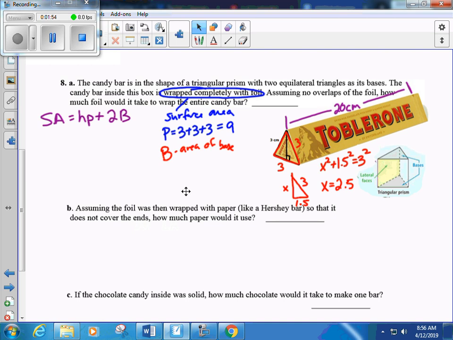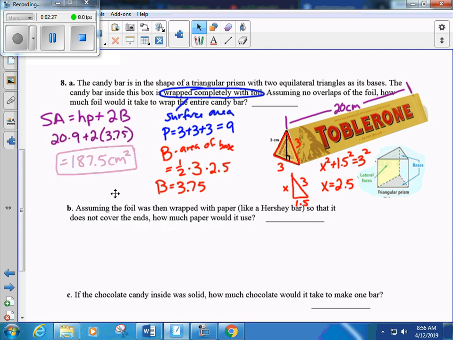Then if I want to find the area of this triangle, that formula is 1/2 base times height. So it'll be 1/2 times 3 times 2.5. That's how you find the area of a triangle, and you can look that formula up on your formula sheet as well. When I multiply these, I end up getting 3.75. Now, going back to surface area, my height was 20, my perimeter was 9, and big B, the area of the base, is 3.75. So I plug all these things in, and I end up getting 187.5.